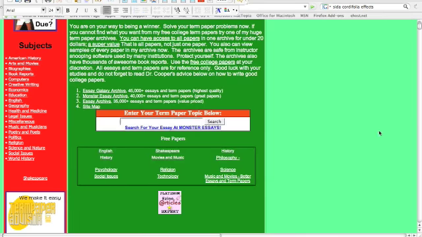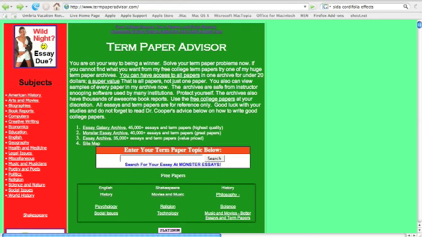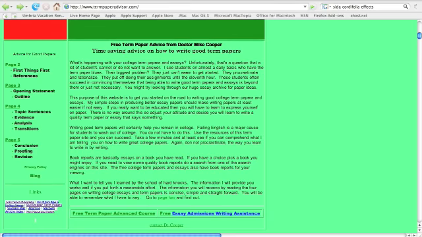Right here is the website Term Paper Advisor. And why I call it a Term Paper Advisor, because I offer you some good advice on how to write good papers. There's a total of 5 pages starting right here. Shouldn't take you long to read it, and it may help you get out of the term paper slump. You don't want to have the term paper blues.